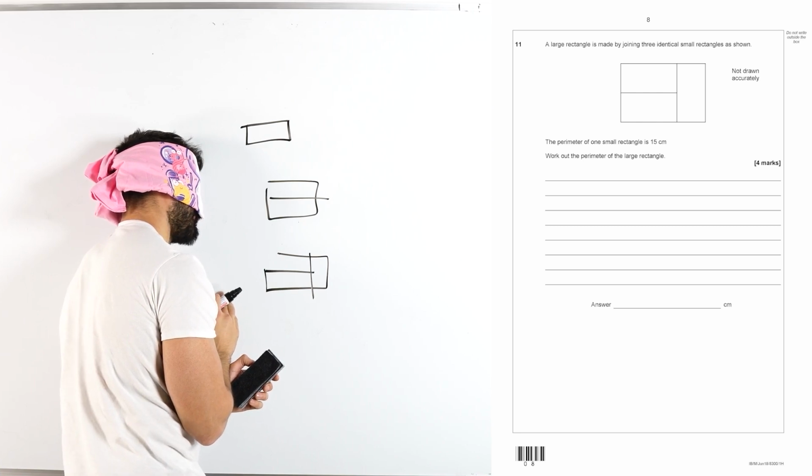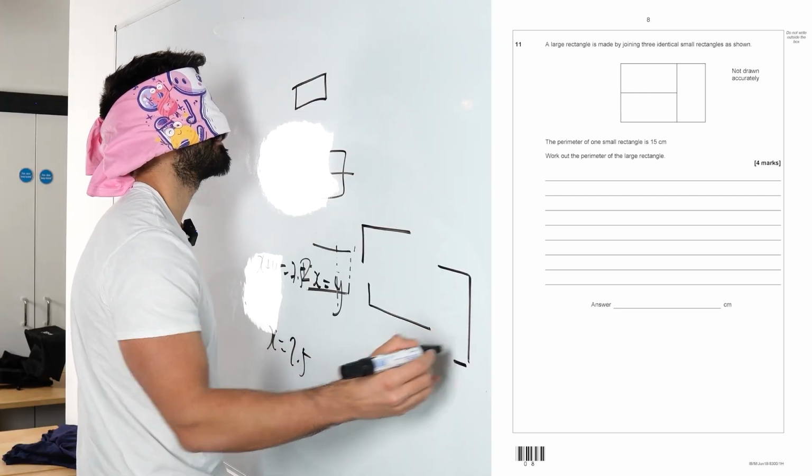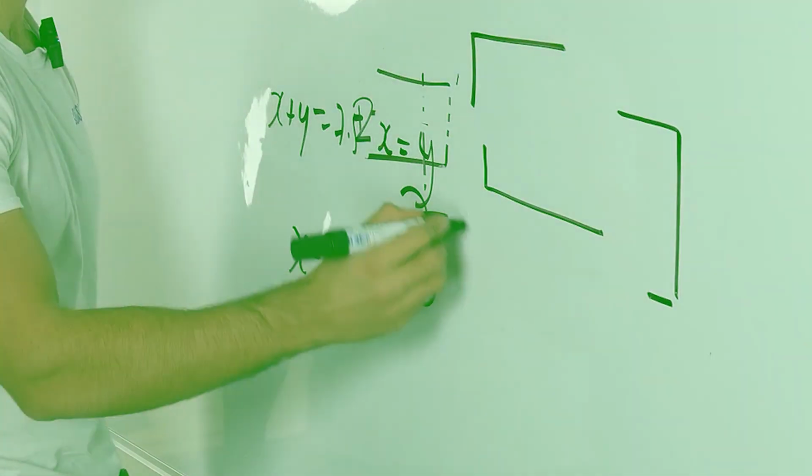The perimeter of one small rectangle is 15 centimeters. Work out the perimeter of the large rectangle. So 10 plus 15, 25, I think.